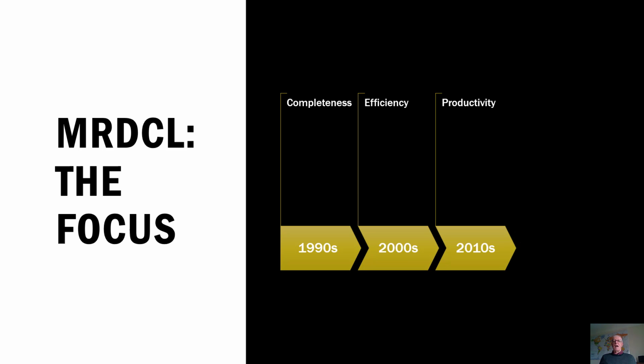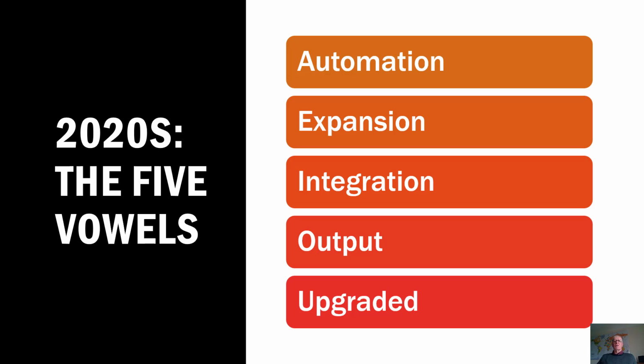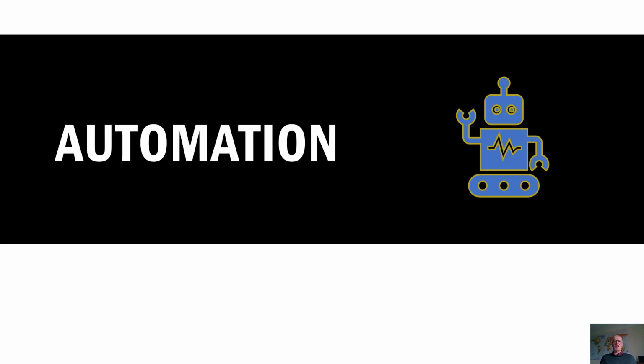Now we come to the 2020s, and what's next for us? Well, we've called this the 5 vowels, and of course everybody who knows their alphabet will know what the 5 vowels are: A, E, I, O and U. But what do they stand for when it comes to where MRDCL has gone in the newest release that's now available and the next release which is scheduled for the end of 2021? Well, we can summarize those 5 vowels as automation, expansion, integration, output, and a massive upgrade. So let's look at those in a little bit more detail and just see what I mean by these terms: automation, expansion, etc. Let's start with automation.